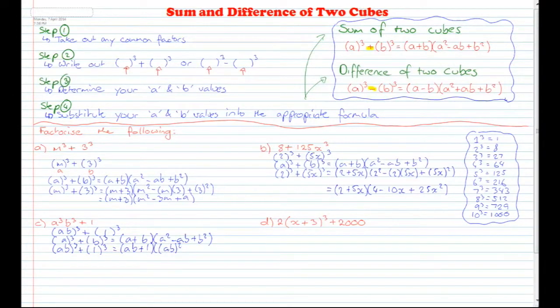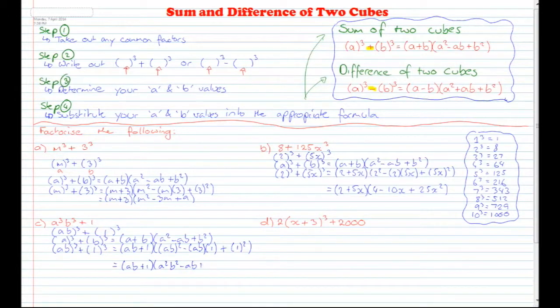Remember, if you're squaring something, just write in brackets to start off with, minus our a being ab, and our b being 1, plus b squared being 1 squared. Simplifying that now, we've got ab plus 1, bracket a squared b squared, minus ab, because ab times 1 is ab, plus 1.